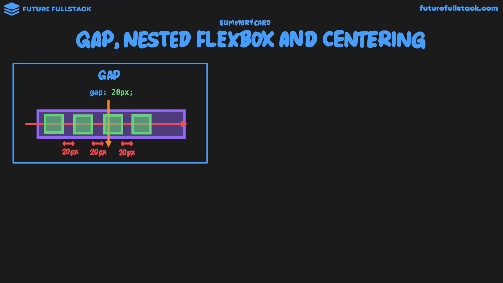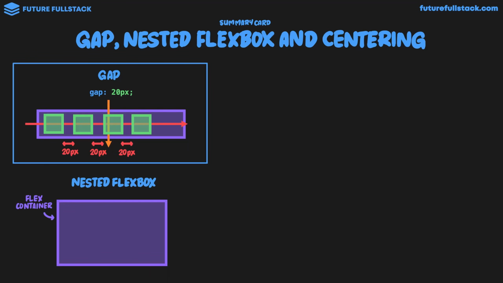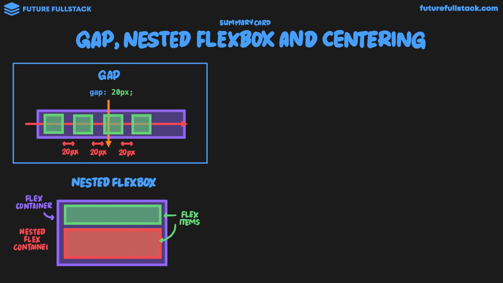In this chapter, we looked at nested Flexbox. We saw that we can have a flex container with flex items, and that we can convert flex items into their own flex containers, which is known as a nested flex container. The nested flex container has its own flex items, which we can refer to as nested flex items.